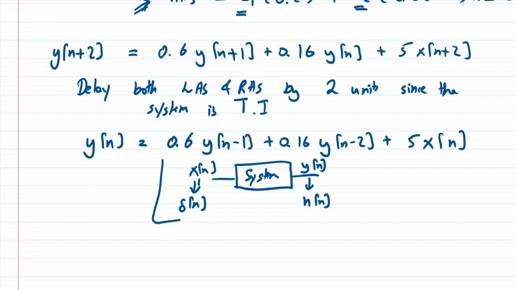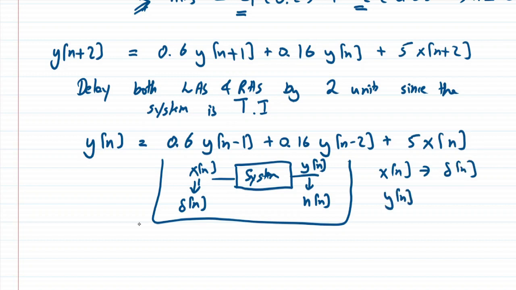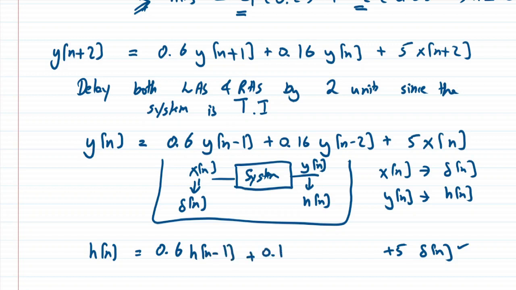So hence in this expression we are going to change x of n, that is the input, to a delta function delta of n. This would yield the output y of n, and that would be simply h of n. So hence our h of n, when we have the input as delta of n, plus the other terms, which are simply 0.6 times h of n minus 1 plus 0.16 times h of n minus 2. Now this is our impulse response in terms of past values of impulse response plus the delta function.